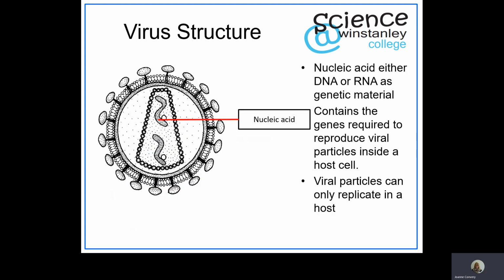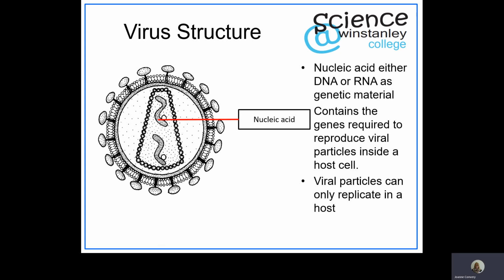The main thing for our A-level spec is that we need to understand and be able to identify specific viral structures and structures within the virus. Let's start in the middle, the most important part, right in the centre of my little diagram. This is the nucleic acid. All viruses will have a nucleic acid. It could be DNA, but it may also be RNA, and this is where their genetic material is. It's going to contain the genes required to reproduce more viral particles once it is inside a host cell. Remember, viral particles only replicate in a host cell.